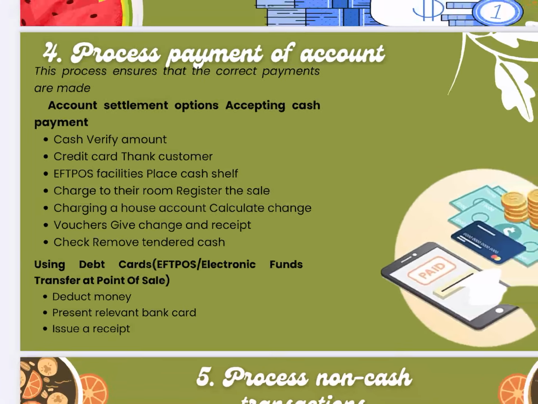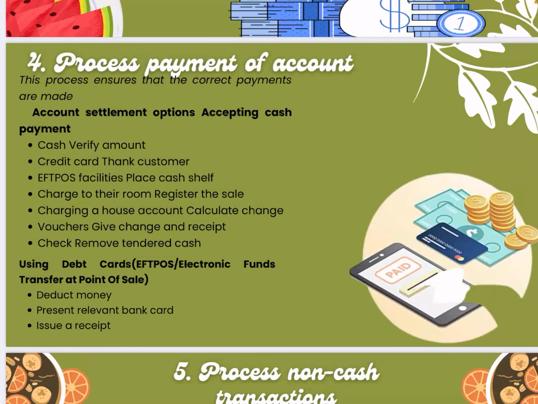Charge to their room register the sale. Normally this is done whenever the guest is eating inside the restaurant of the hotel. It is going to be charged to their room. Next, charging house. A house account, calculate change. A house account could possibly refer to the different forms of lodging and accommodation. It can be a 1-star hotel, or a restaurant in a 1-star hotel.